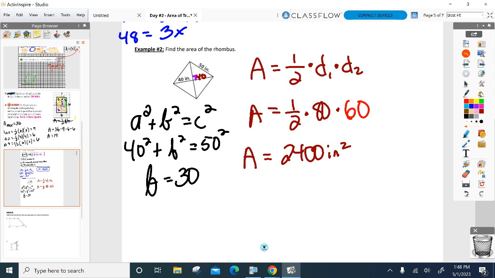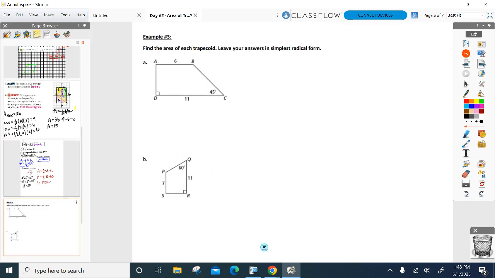Everyone go with the old rhombus. Trapezoid.